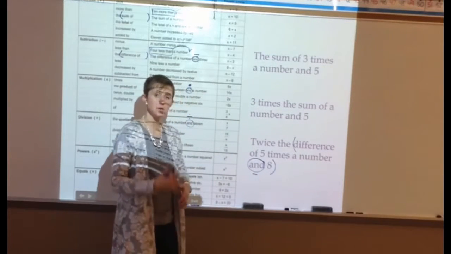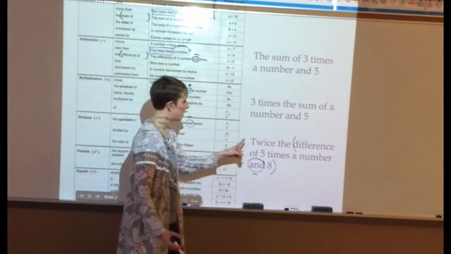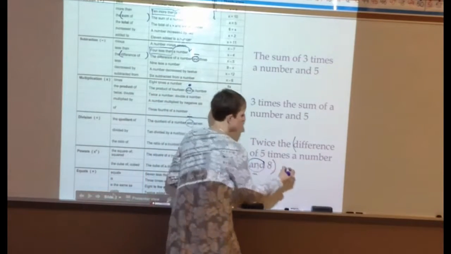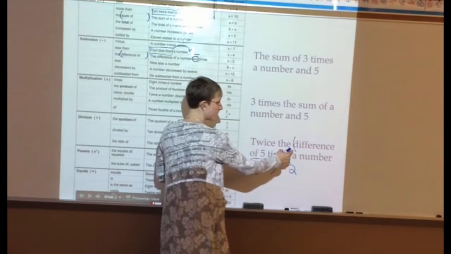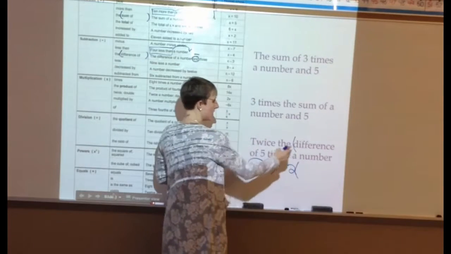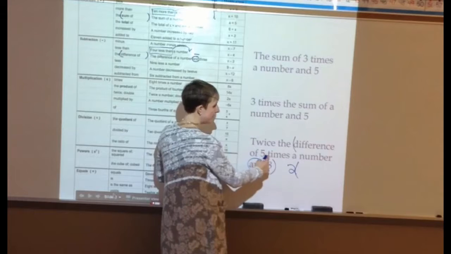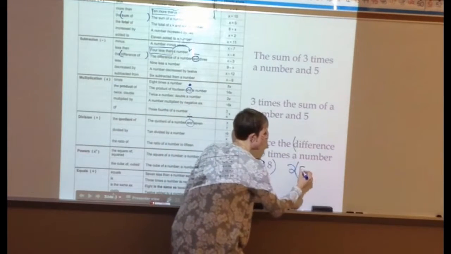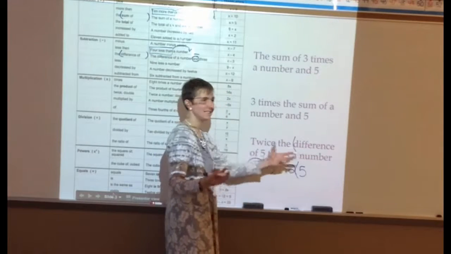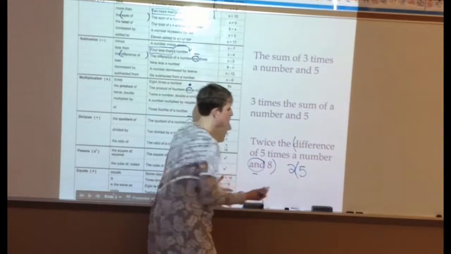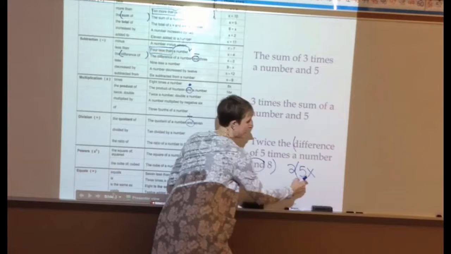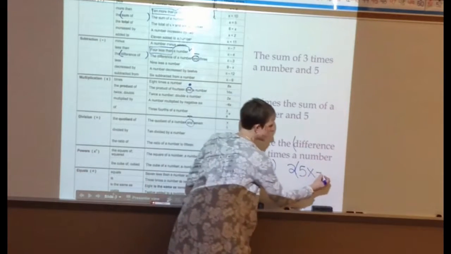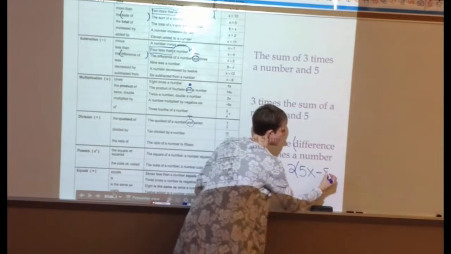Okay? Now let's go back and let's start translating. Twice implies 2 times something. So 2, and then I have my parenthesis, the difference of 5 times a number. 5 times a number. 5 times, do I know what the number is? No, I need to pick a variable, so I'm going to pick x. So 5 times a number, most professional way to write it, and is my subtraction sign, 8.